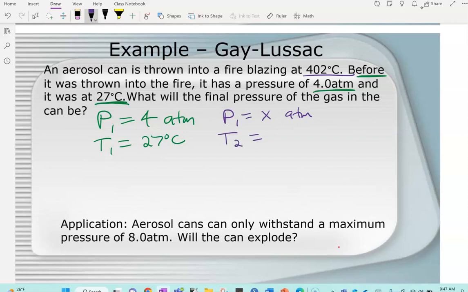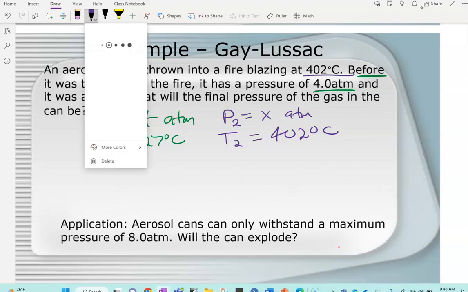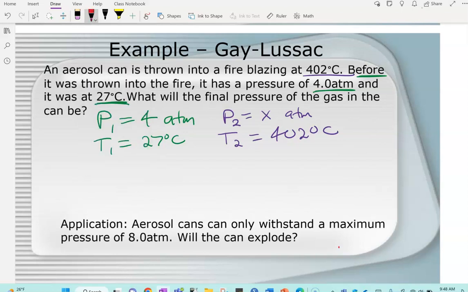And we know that the temperature after was 402 degrees Celsius. So again, this should be P2. So we have our initial conditions, what the can started at, its pressure and temperature. Again, the can, it's an aerosol can, it has a fixed volume, so that's not changing. And then we have our conditions for after it was thrown into the fire.